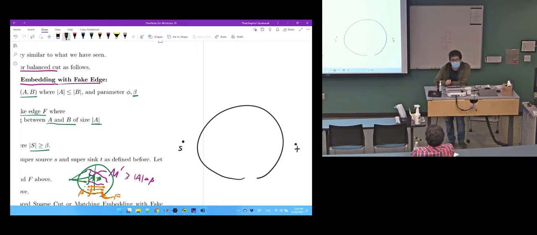Because these fake edges are always cut, and that is why beta width always stays. So let's see. Yeah, I think that's right.